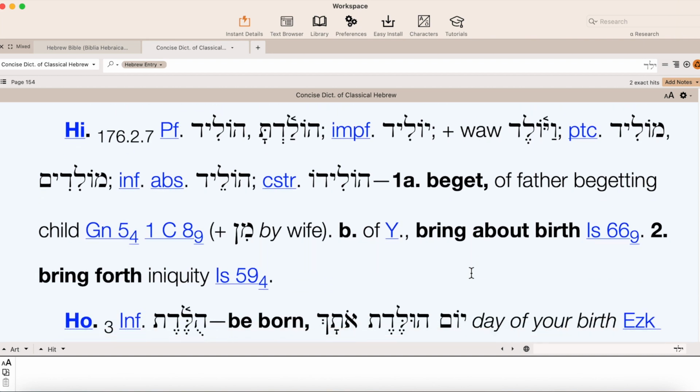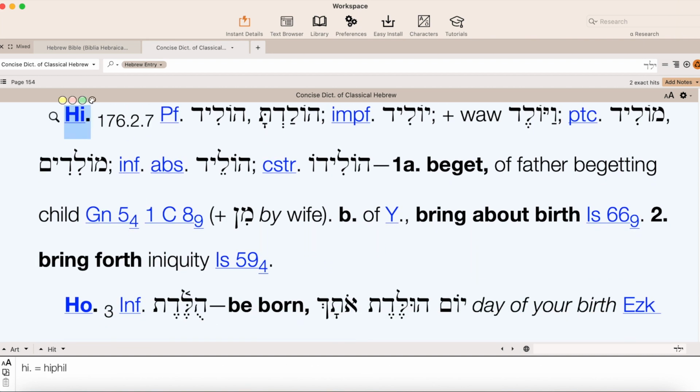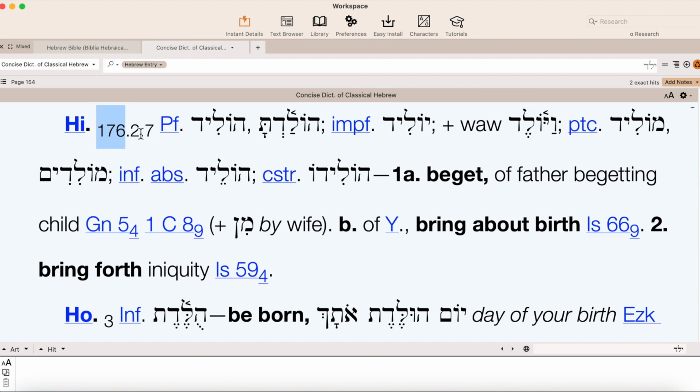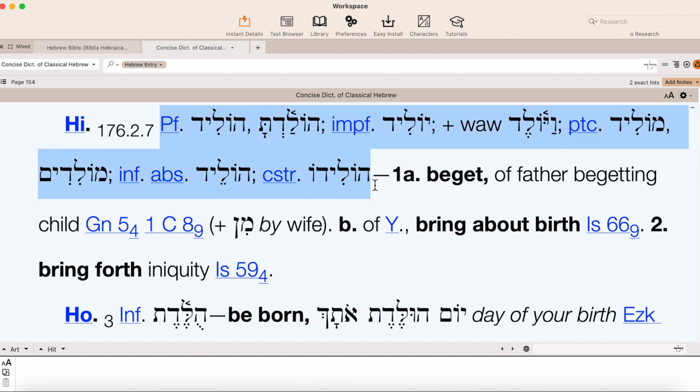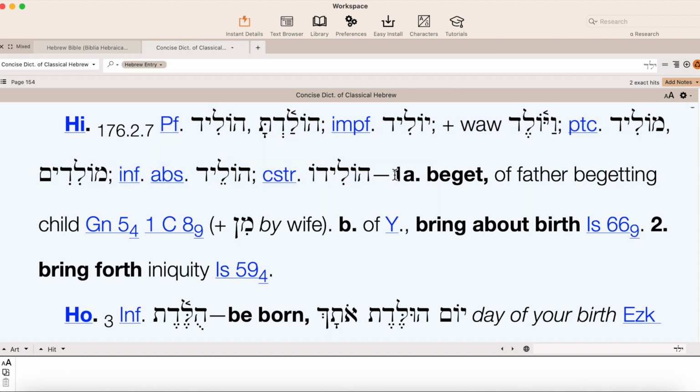Moving on to HI, which stands for Hifil, and there are 176 examples of this in the Tanakh. That means this is very common. One of the marks of the Hifil is a hey at the beginning of the perfect form, and here we see holid. And we're going to see other forms in the Hifil. And the meaning is going to be 1a, to beget, of a father begetting a child. That's an old biblical English word which basically means to father a child.